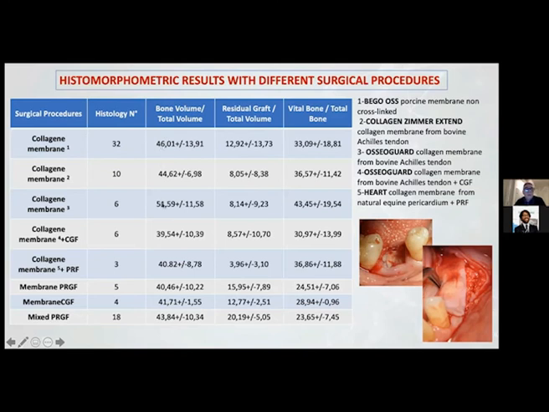But it's interesting to observe that if you use a CGF or PRGF membrane only, the result is completely different, but not too much different. So I think the dentin has a high influence on the result in GBR.